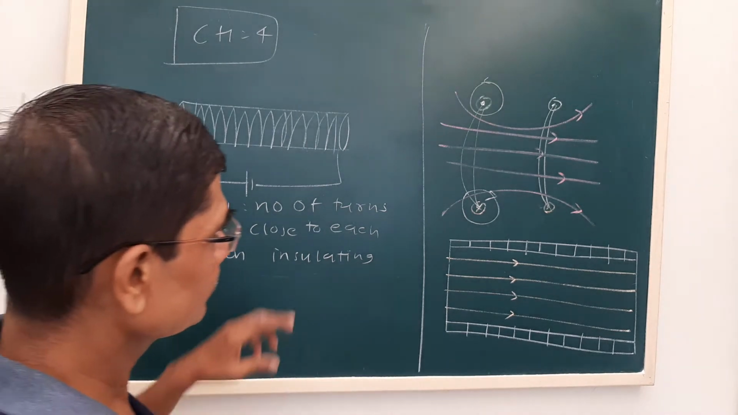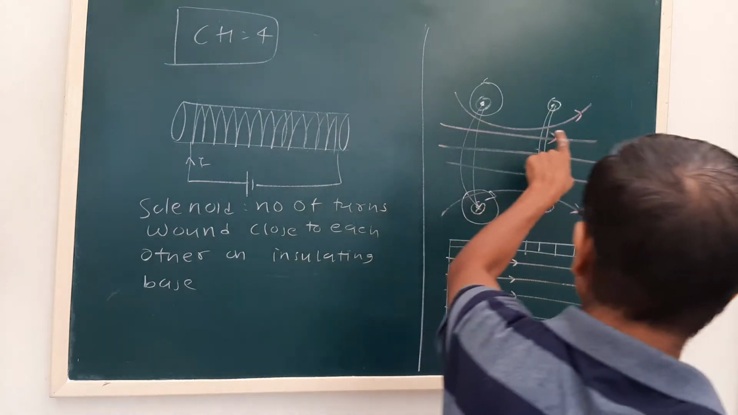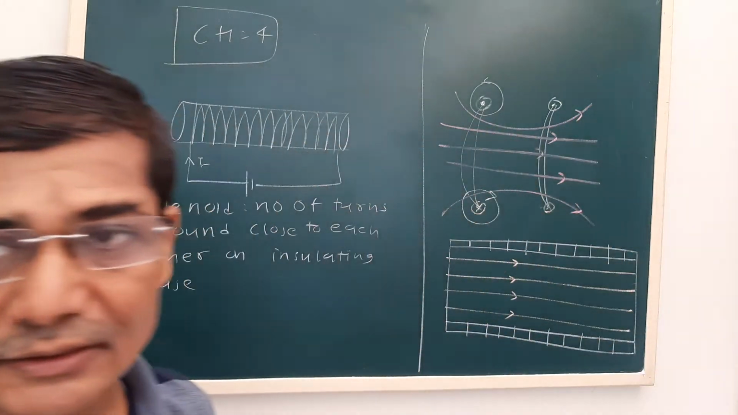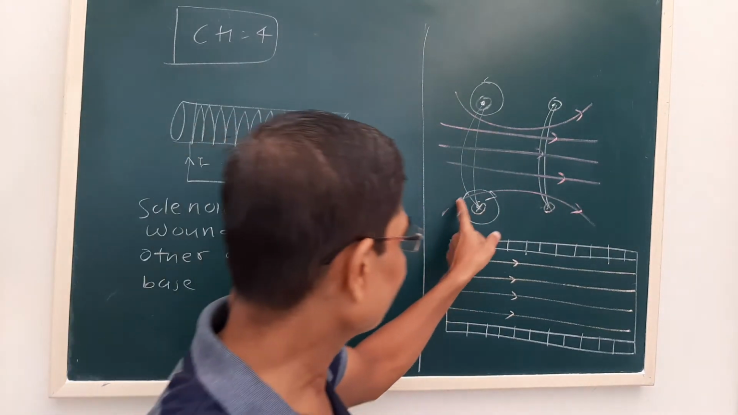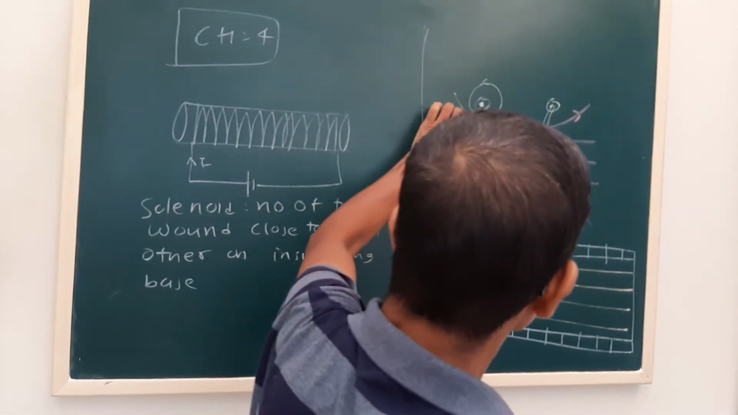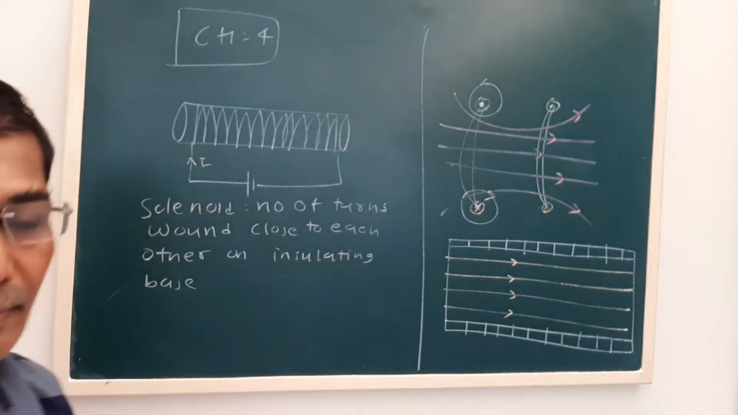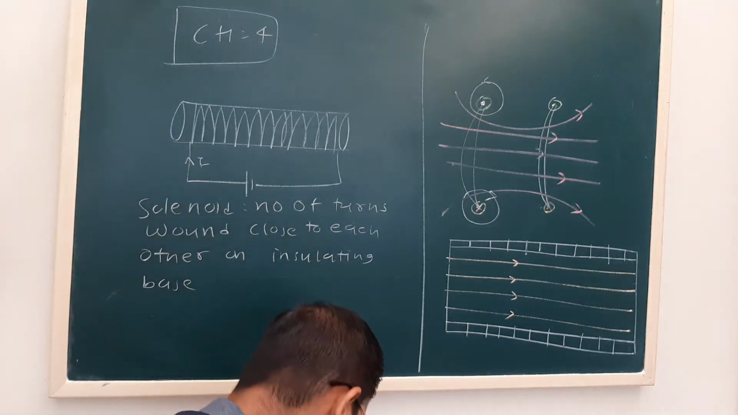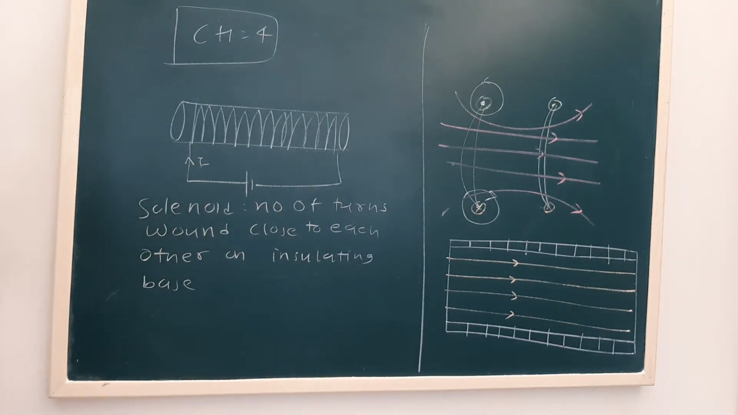So what will happen? Outside the solenoid, the magnetic field will be 0. Same way it will be here. But inside the solenoid, there is a uniform magnetic field. So this is about the solenoid. So what is a solenoid? A number of turns wound close to each other on an insulating base make a solenoid.